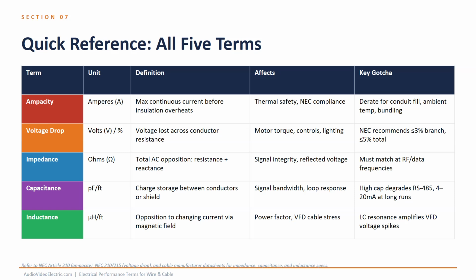Impedance is the total AC opposition and must be matched at signal frequencies. Capacitance is charge storage, with high values degrading long data or instrumentation runs. Inductance opposes changing current and can amplify VFD voltage spikes. Consult NEC codes and manufacturer datasheets for proper specifications.